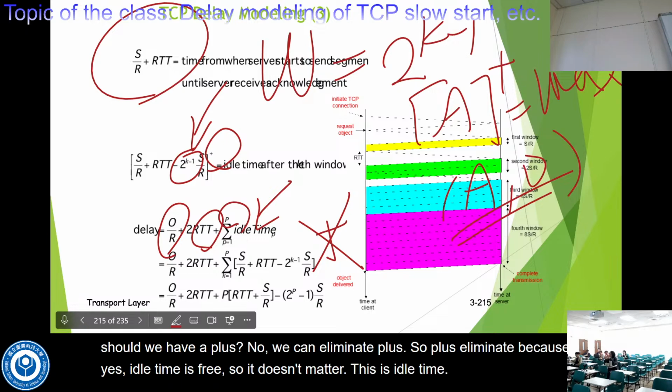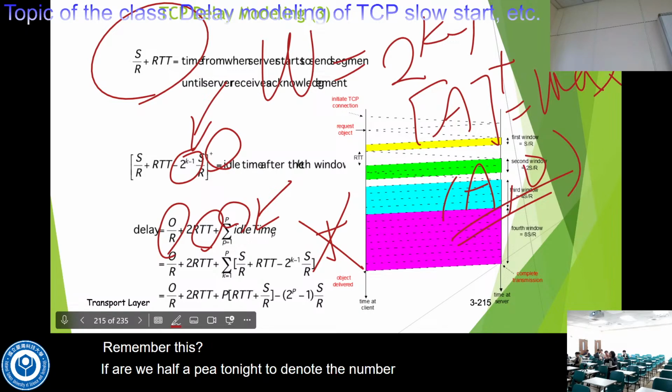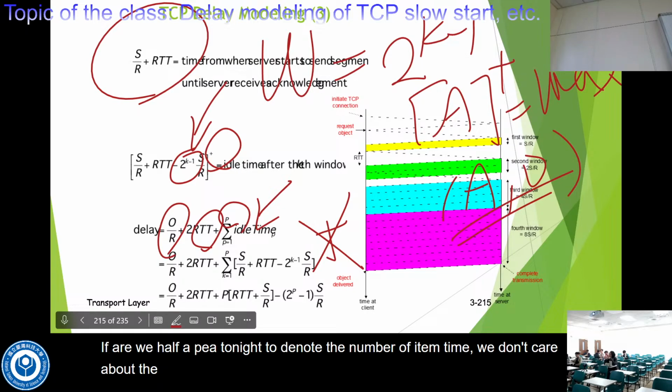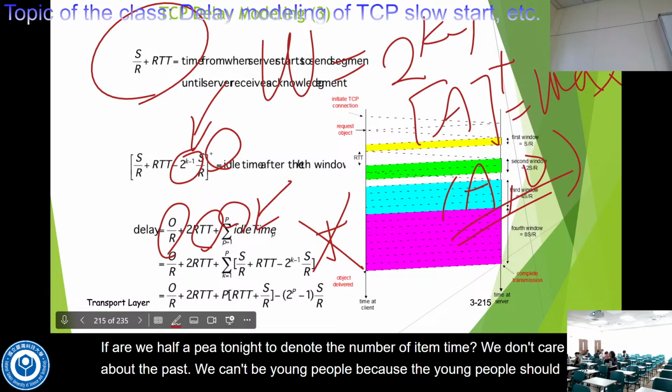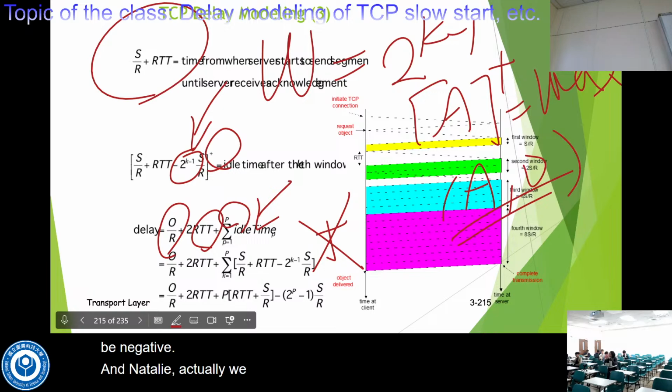Remember this? If we have P to denote the number of idle times, we don't care about the positive case beyond P, because beyond P it should be negative. And for the negative case, we can have k equal to 1 to P, and no P plus 1. And here, it won't be necessary to have a plus.